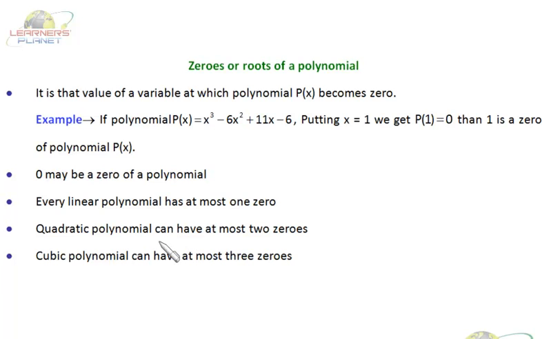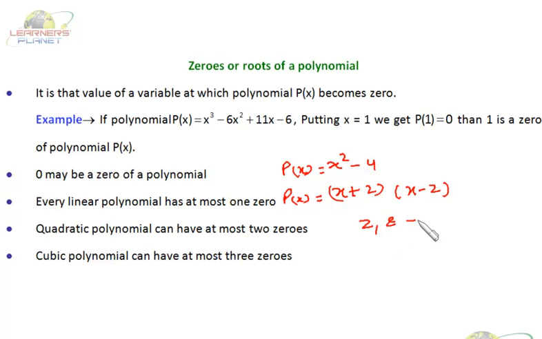Similarly, if it is a quadratic polynomial, it will have at most 2 zeros or 2 roots. Let's take one example. Suppose I have a polynomial x square minus 4, let's say p(x). Now it can be written as (x plus 2)(x minus 2). So now I will have just two values which will make this polynomial 0. These are 2 and minus 2.